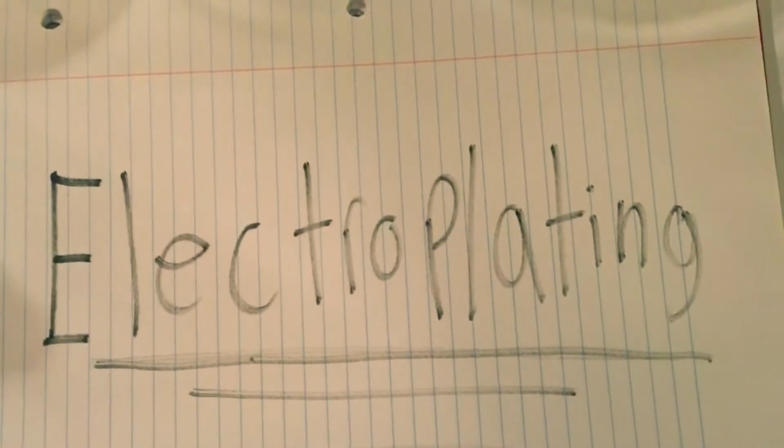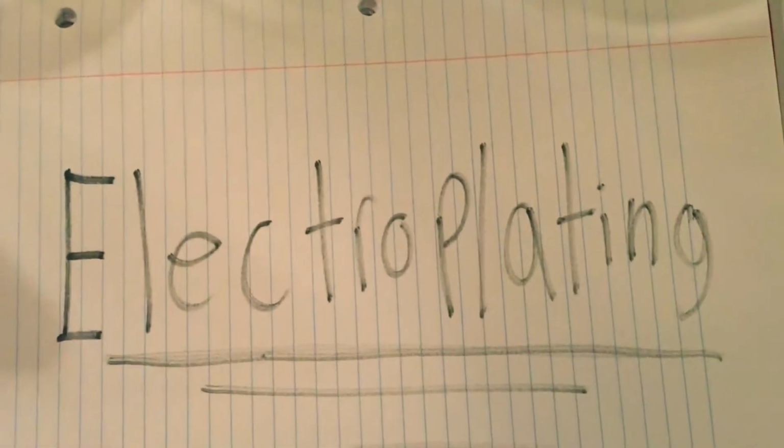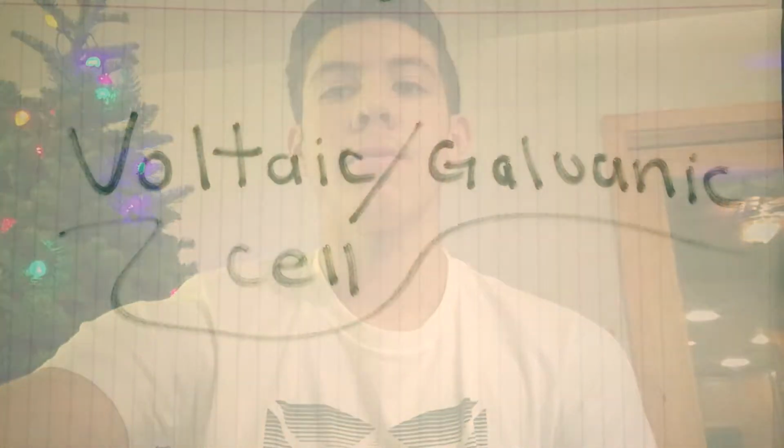Electroplating is the process of coating one metal with another. When an electric current is applied, a redox reaction occurs in the solution and atoms start to deposit as a coating on the metal at the cathode, in what is known as an electrolytic cell.